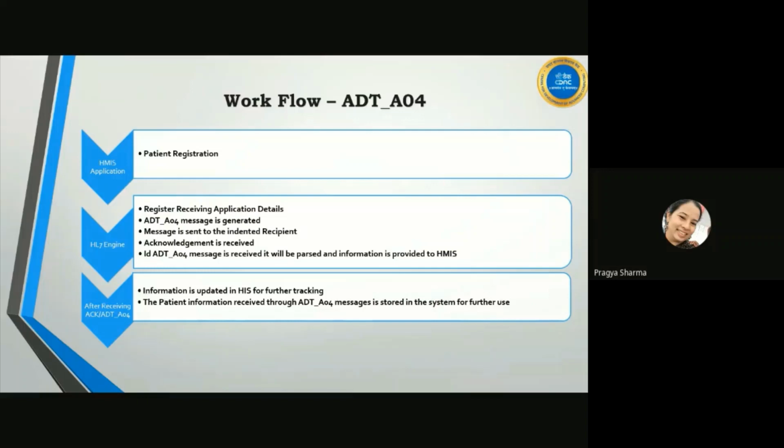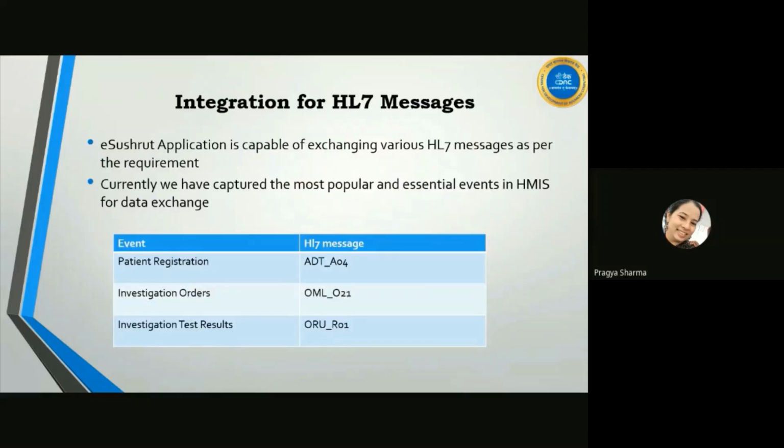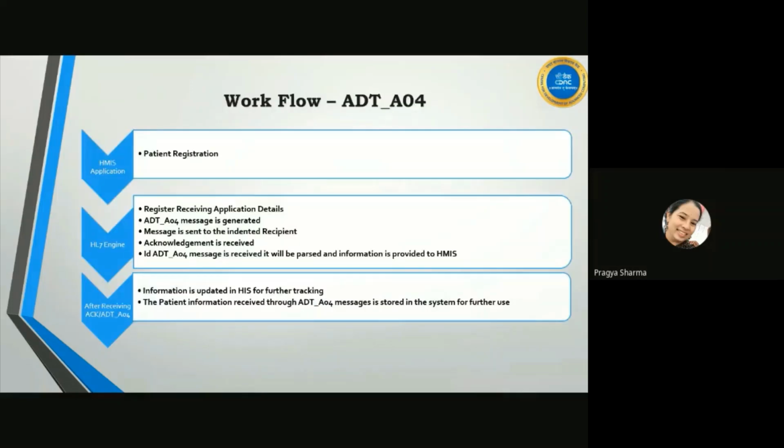What we have done through HL7 messages is identify the triggering point. For ADT A04, the triggering point is patient registration. For OML O21, the triggering point is investigation advice and investigation raising. For ORU R01, the triggering point is the investigation test result approval. These are some processes in our eHospital application. I'm just giving the first section.